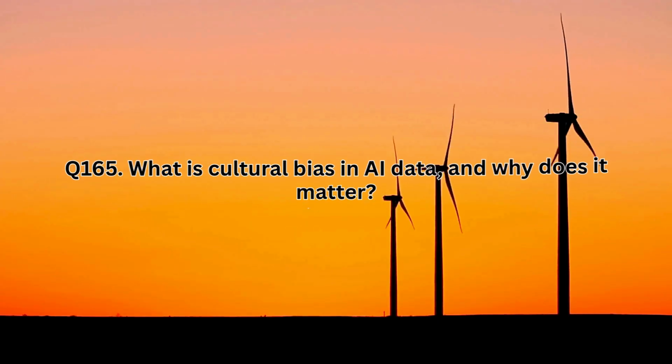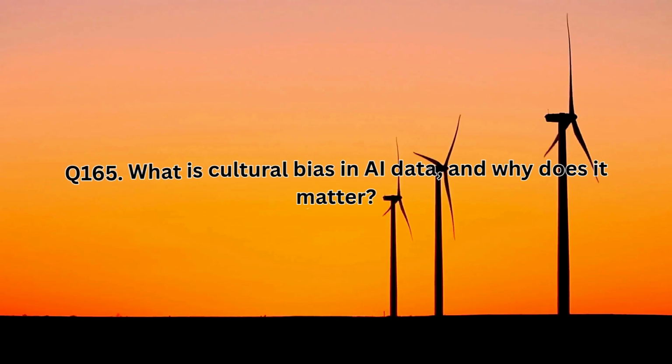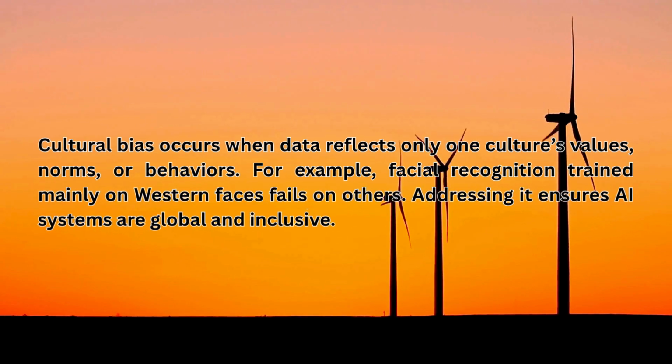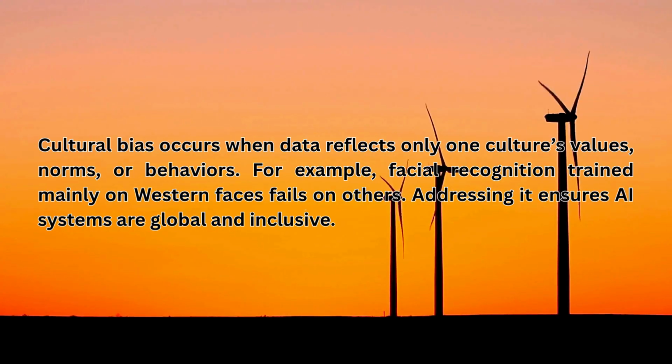What is cultural bias in AI data, and why does it matter? Cultural bias occurs when data reflects only one culture's values, norms, or behaviors. For example, facial recognition trained mainly on Western faces fails on others. Addressing it ensures AI systems are global and inclusive.